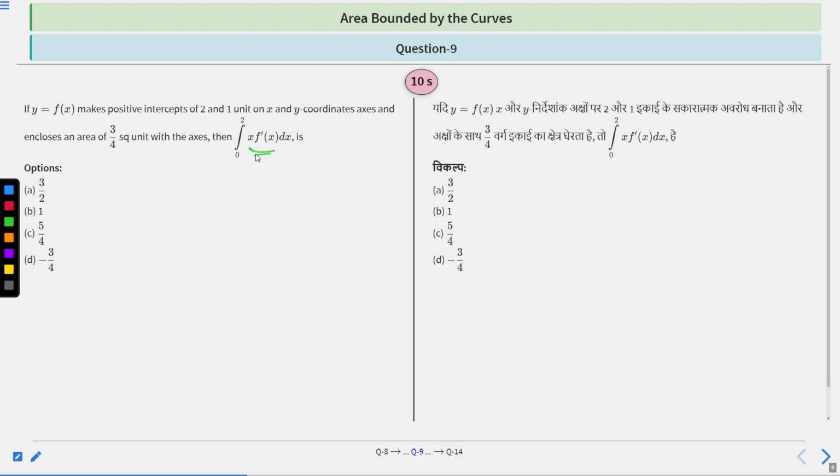You can use integration by parts, or you can adjust this integration from a certain limit. Then you might get this as a result, right? So in this way, you try to approach this question. You have 10 seconds to solve or think about this question. After 10 seconds, we will discuss the solution.